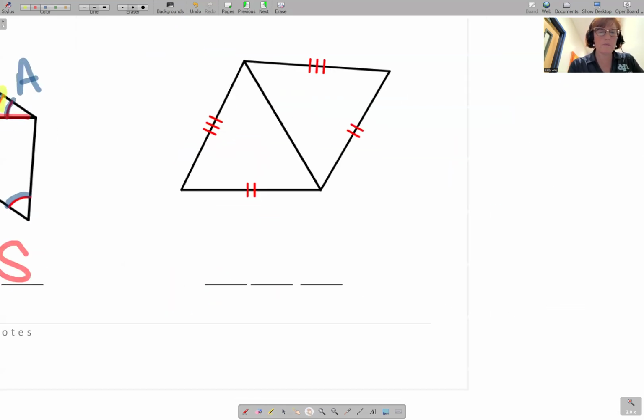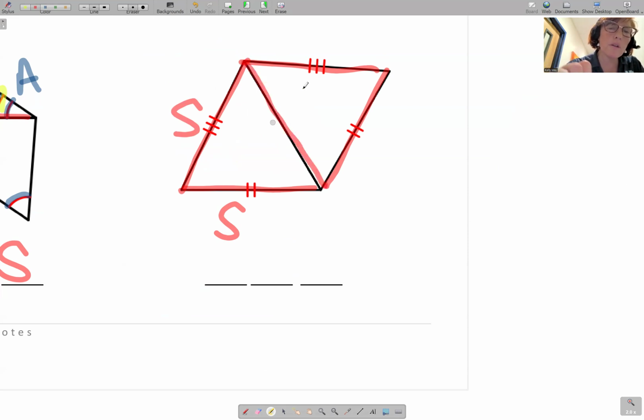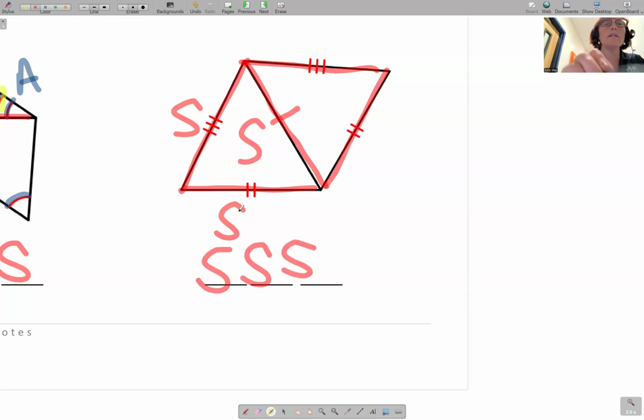This last one, trace, trace. We have a pair of sides. We have another pair of sides, and then we have a reflexive down the middle side. So this one reads side, side, side.